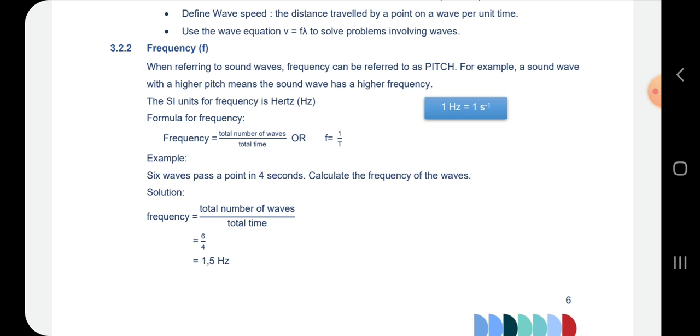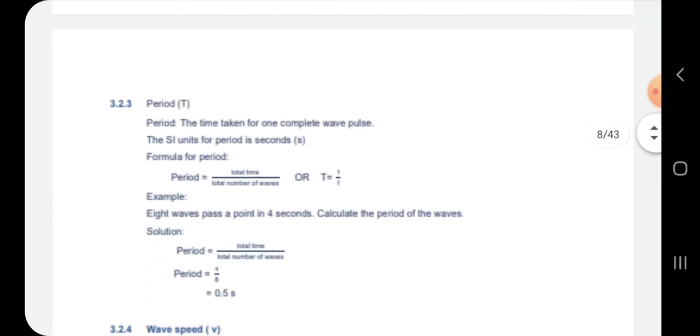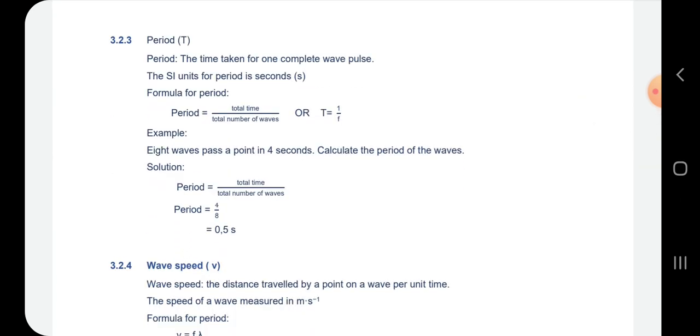But let's say we didn't have the 6 waves and we just have 4 seconds. We just say 1 over the 4 seconds, or when we are just given the time. Now let's look at period. Period is the time taken for one complete wave pulse, and the SI unit for period is seconds.